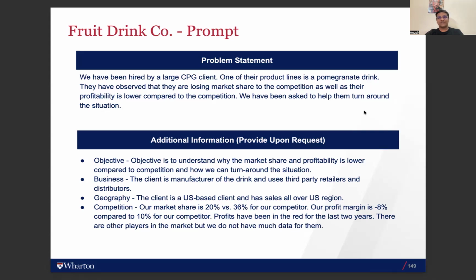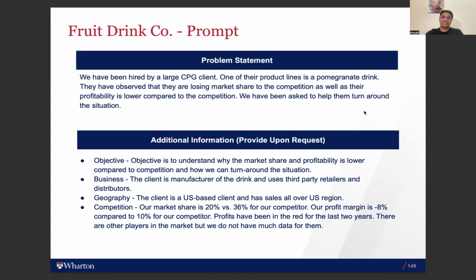We know two things, that they're losing market share and their profitability is lower. We have to turn around. All the additional information is only provided when you ask about it. So for example, if you do not ask about it, then we won't give it to you. The first step is to be on the same page about the objective. Clarify the objective with the interviewer and ensure that you are on the same page. So our objective is to understand why the market share and profitability is lower compared to competition and how we can turn around the situation.